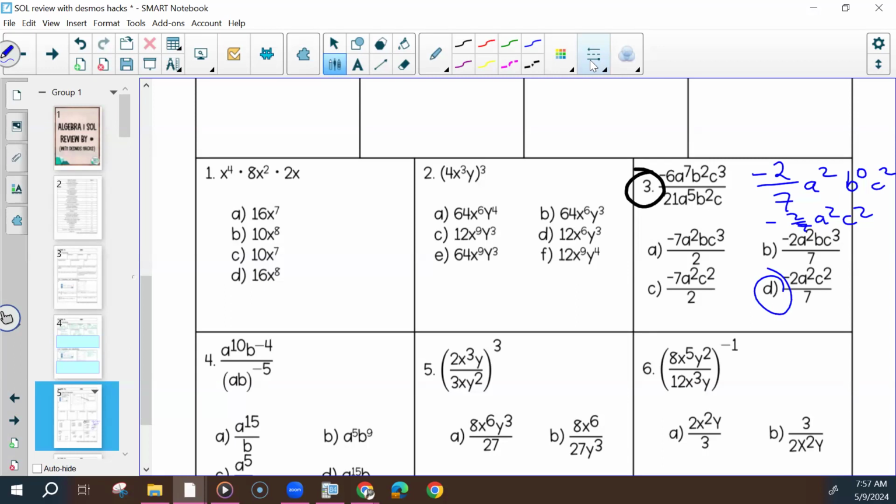Questions there on Desmos by hand? What other questions do you have? What number?